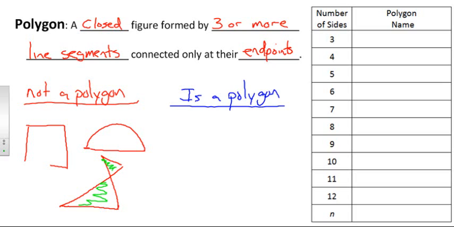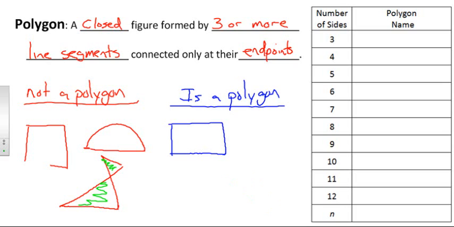Let me draw a few things here that are polygons. I could have a 4-sided polygon or a 7-sided polygon. Either way, those are completely closed off. They are made only of line segments and they are connected only at their endpoints.